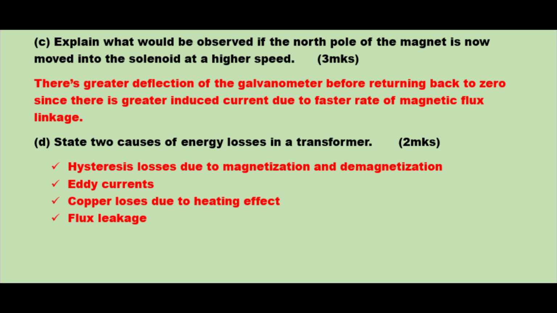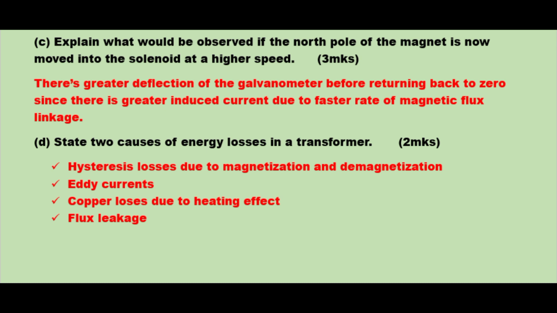Then question D. State 2 causes of energy losses in a transformer. The first one is hysteresis losses, due to magnetization and demagnetization. Number 2, eddy currents. Then we have copper losses due to heating effect. And lastly, flux leakage. These are the 4 energy losses in a transformer: flux leakage, copper losses due to heat, eddy currents, and hysteresis loss, the process of magnetization and demagnetization.